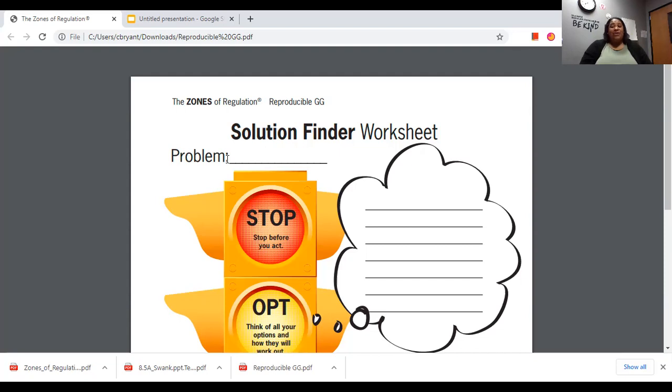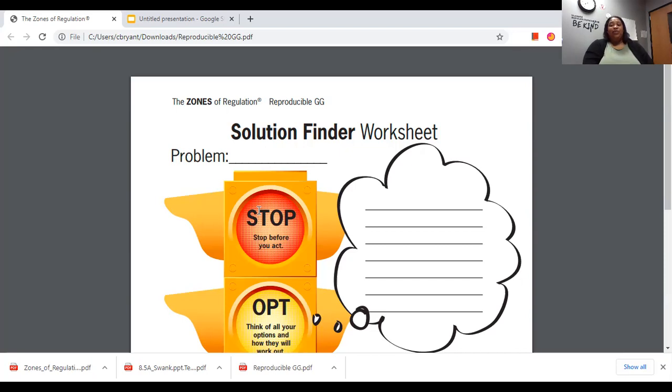You might get sad or upset. Sad is usually in blue. Upset can also be yellow, or you may be in the red zone if you're out of control. So we're going to stop before we act. We know the problem: you're playing a game and you lost. You might be feeling sad or upset, in yellow and blue, or out of control in red. We all know that losing does not feel really good, and for some of us, we have different reactions to losing.